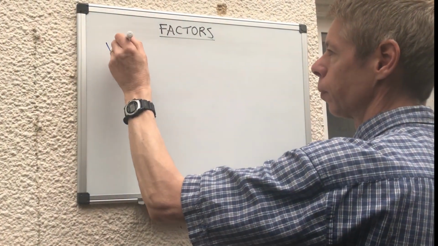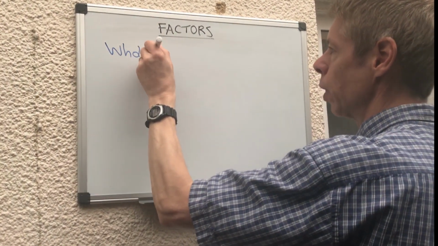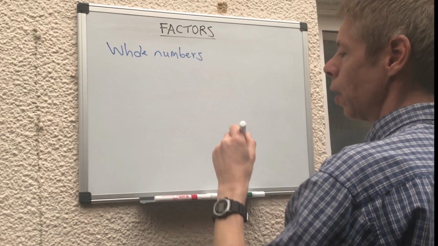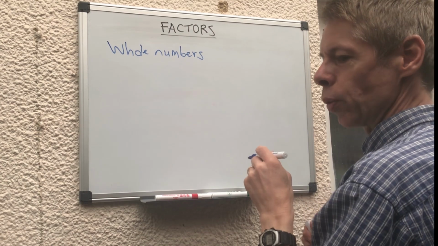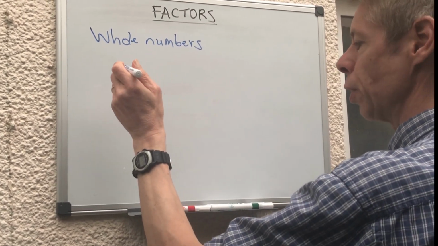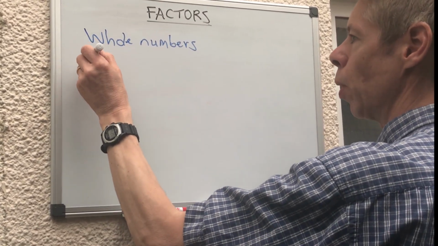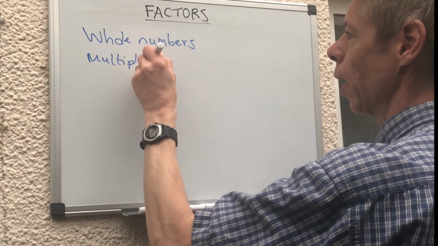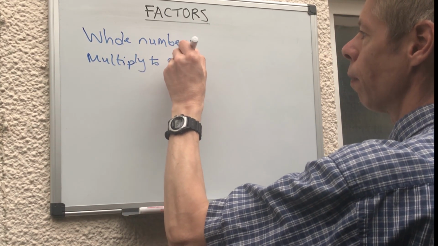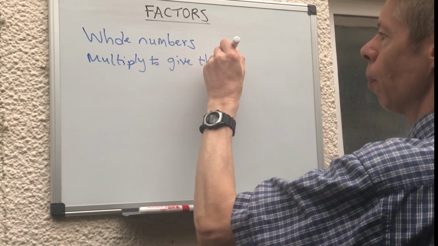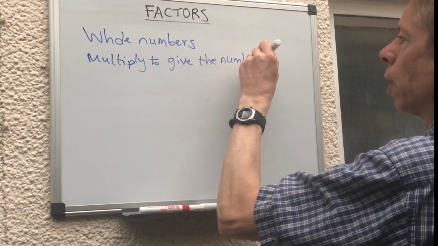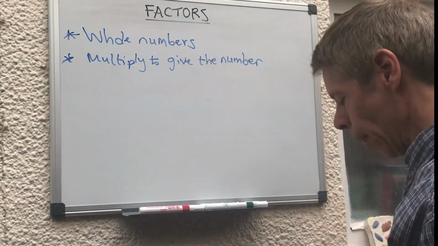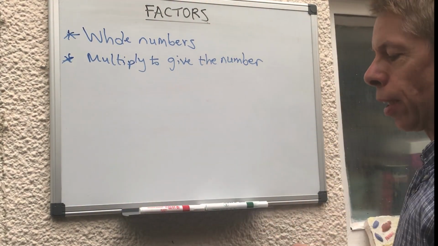Factors are whole numbers, and this will make sense in a minute. I always say this to my tutees. They multiply to give the number. Okay, so factors are whole numbers and they multiply to give the number. I'm not going to write any more than that, it gets complicated otherwise.